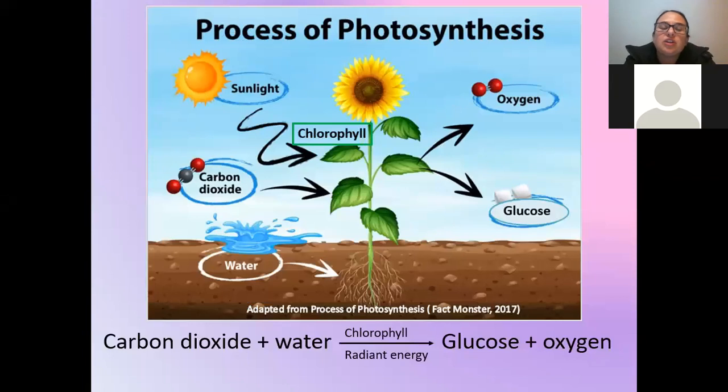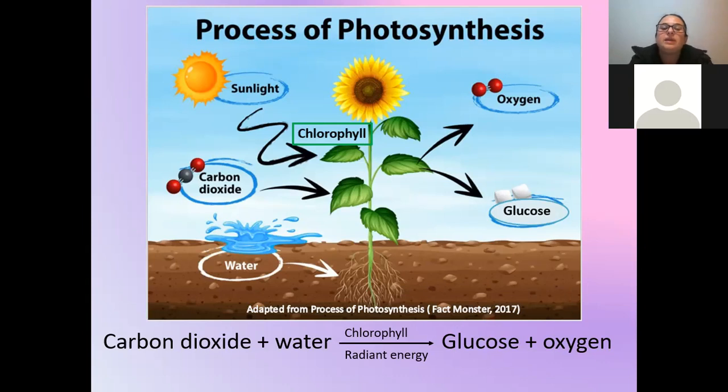Okay, and then what you also need to know is you need to be able to write the word equation for the process of photosynthesis. So can you see below the diagram? Here we have the word equation. On the left of the arrow, you write your reactants, and on the right, you write your products. Do you see that the words chlorophyll and radiant energy are above and below the arrow?